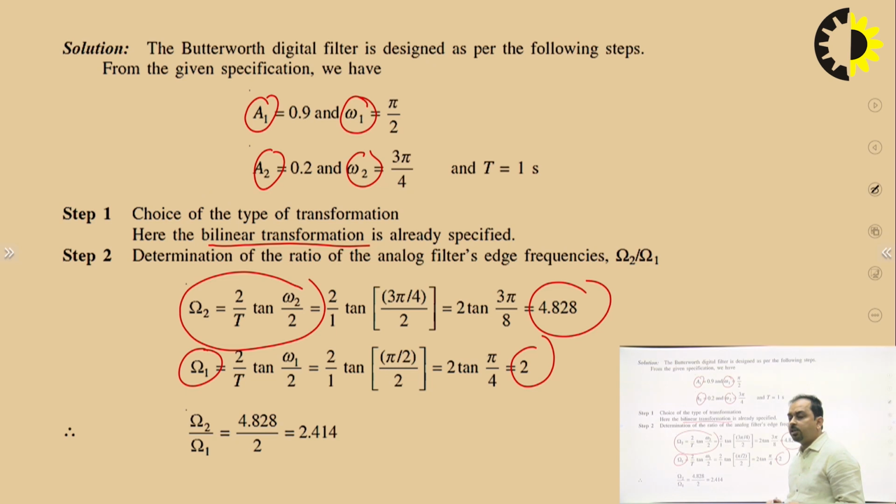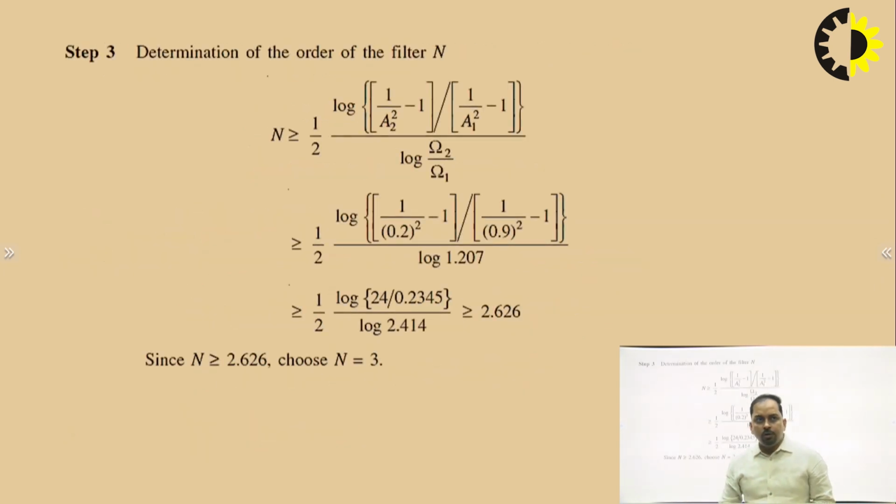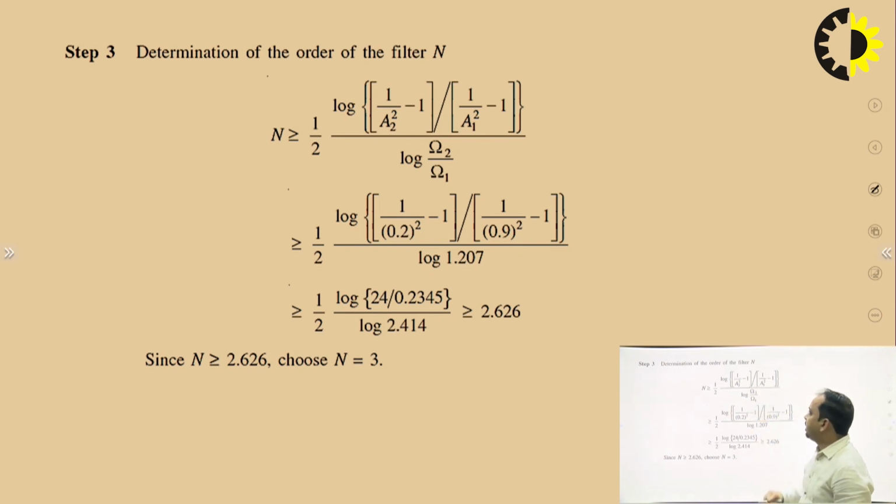Now the second step was to calculate the ratio, ohm2 by ohm1, which is nearly around 2.414. Now we'll use this ratio, ohm2 by ohm1, along with the values of attenuations A1 and A2, to calculate the filter order. By solving this, we get that n must be greater than or equal to 2.626. As we are already aware, filter order can't be a decimal value; it will be the next nearest integer value. So 2.626 will be treated as n equals 3.